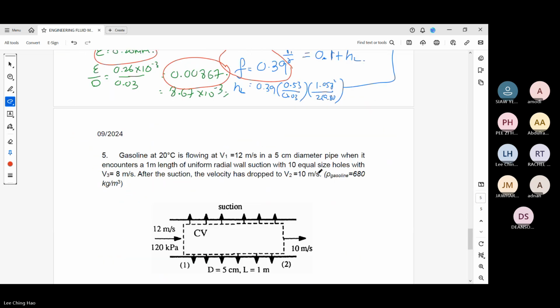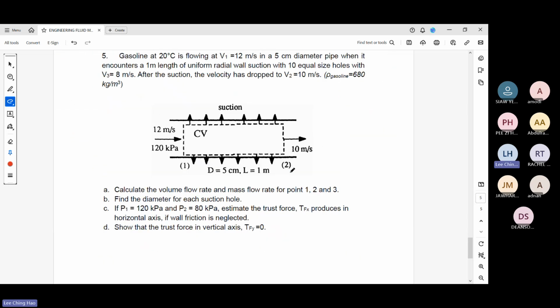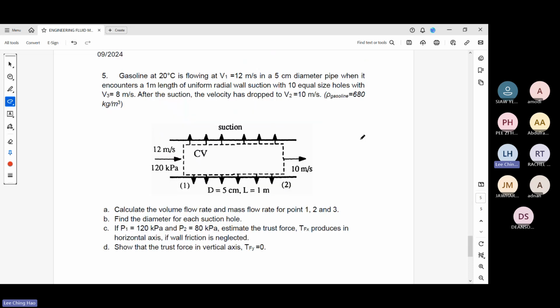Okay. So then I go to the last question. Okay, last question is the hardest. Why? Because it involves the momentum. So like it or not, it will come out.